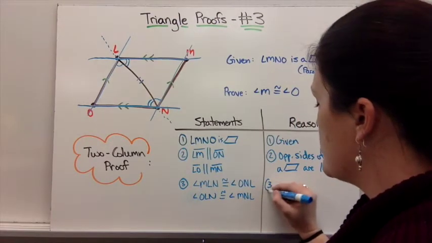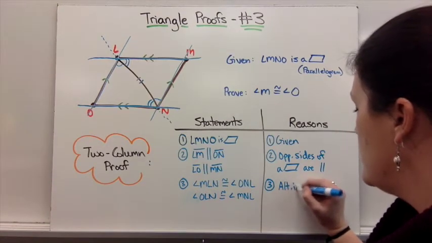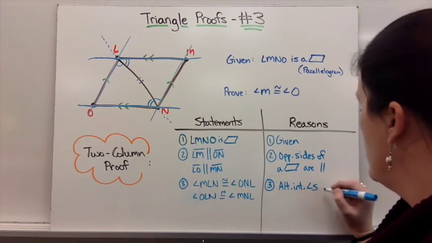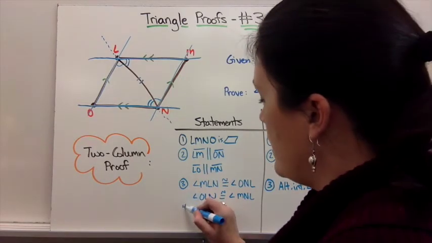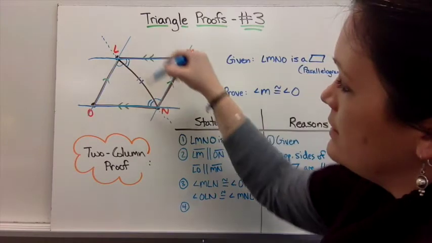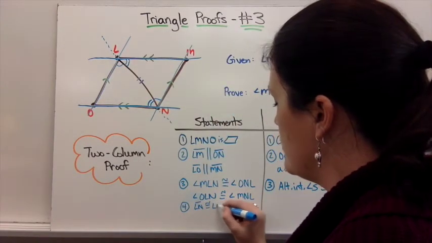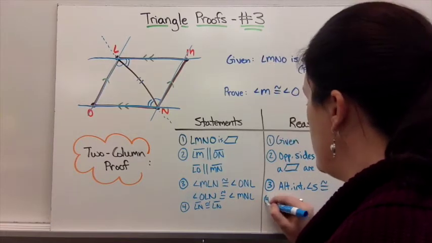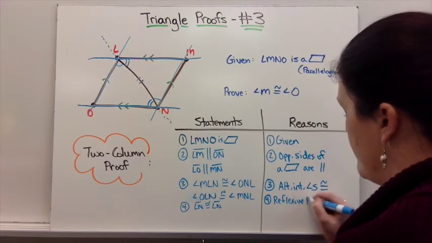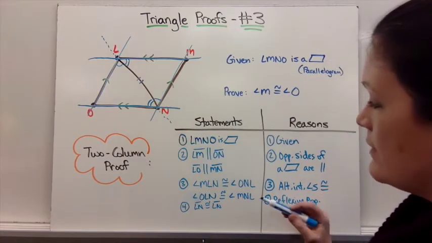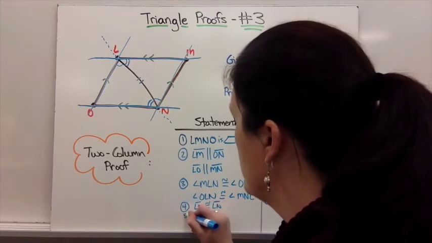You gotta take your time and make sure you're labeling it right. And those are true because those are alternate interior angles, and those are congruent. So then we need to state that LN is equal to itself. So LN is congruent to LN because of the reflexive property. And that gives us enough information to say that these two triangles are congruent.